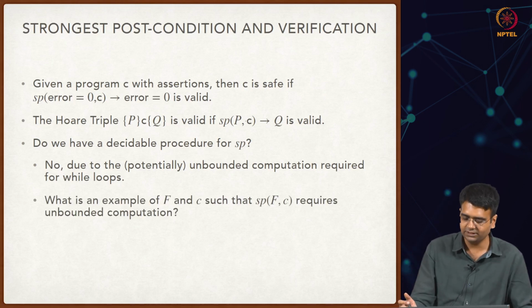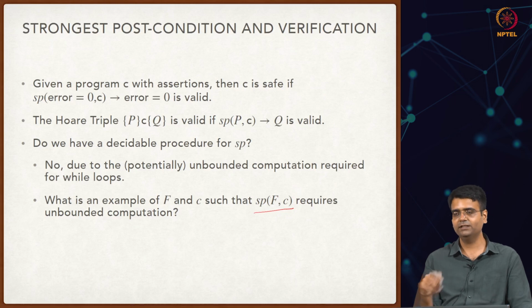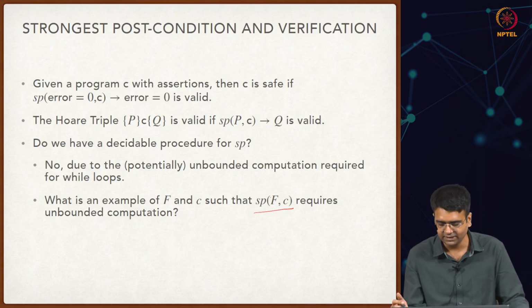So let's try to think about an example of f and c such that SP f comma c requires unbounded computation. In fact, if you try to calculate this SP f comma c, then you will never be able to terminate. And of course, such an example has to involve a while loop, because for every other kind of program statement we already have a computation which will terminate. But for while loops it may not terminate. Let's think about an example where it doesn't terminate.